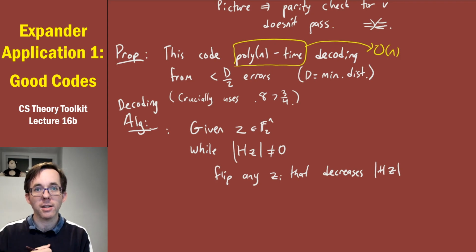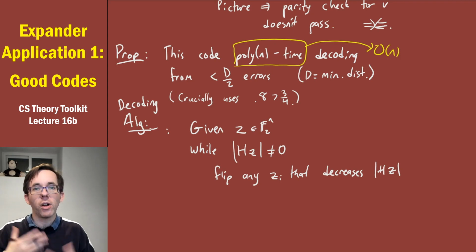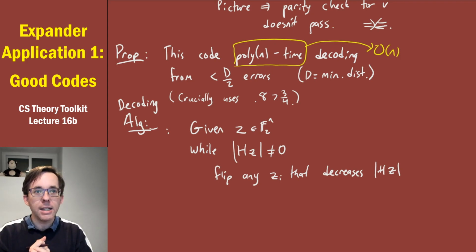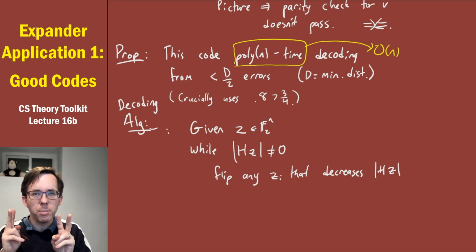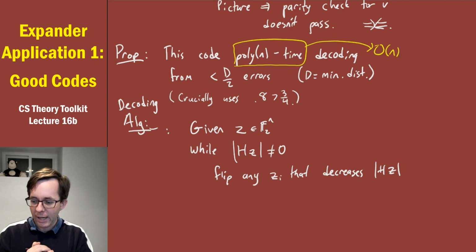If flipping a bit causes more parity checks to accept than it causes to break, so it makes the overall number of successful parity checks go up, then just do that flip. That's it. That's the whole algorithm. And the analysis that it, in polynomial time, gets to a code word within distance D over 2 is not that hard. It's like a page long. Maybe even that could be homework, who could say. This is an example of a simple belief propagation style algorithm. And the fact that it works, again, relies on the expansion properties of the bipartite graph.